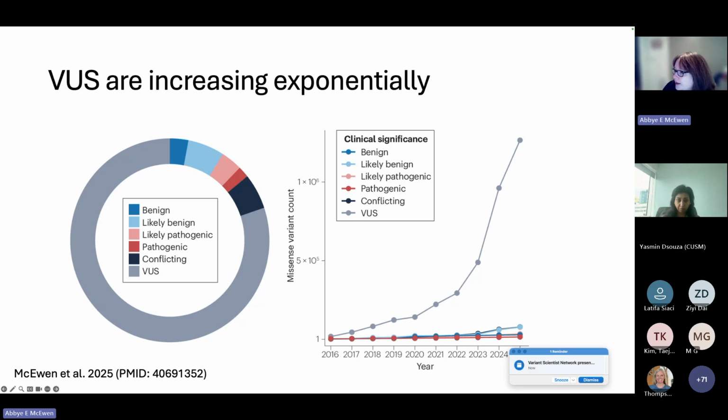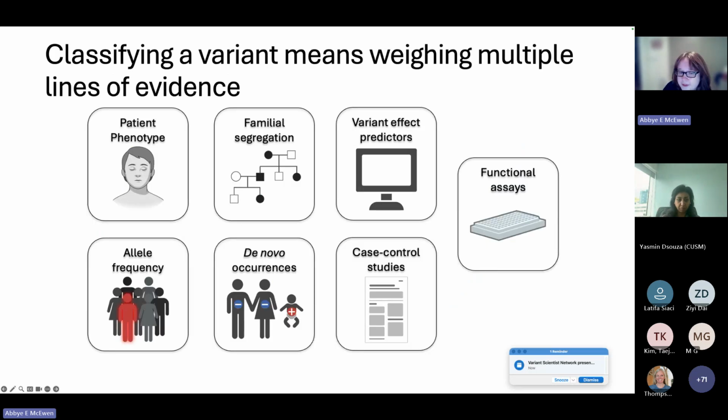So we need lines of evidence that can help us resolve this problem at scale. Everyone here is aware that to move a variant, we use several different independent lines of weighted evidence, things such as the patient's phenotype, whether that variant tracks with disease in a family, how common that variant is in the overall population, whether it came up de novo, is it in case control studies or in the literature otherwise, what variant effect predictors say, and what I'll be talking about today, data from functional assays.